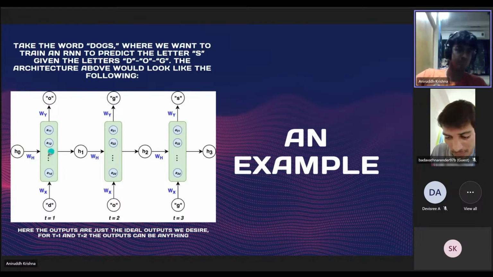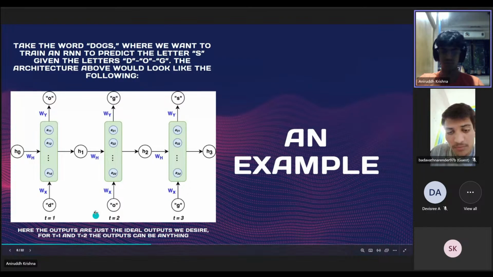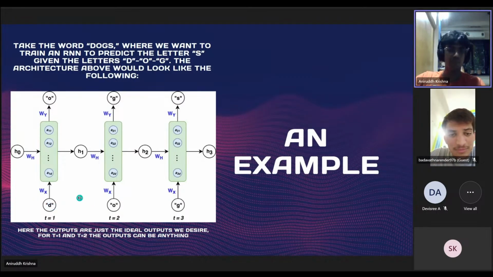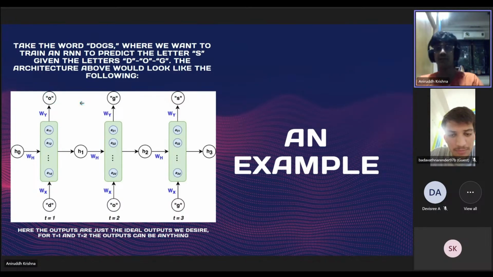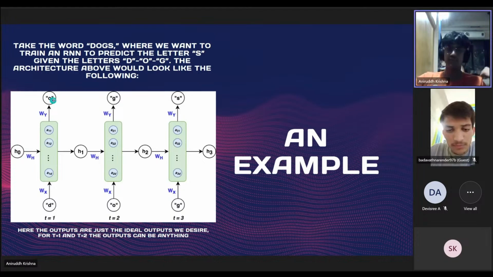So suppose I give it D. This is time step 1, the first step we are doing, and I give it the letter D as input. Now it will process it and it should be giving O, but it won't, because if I have just given it the letter D, there are a million words starting with D, so it doesn't exactly know what word I'm expecting. This O is just the ideal answer that we want, but that's not the case here. It could be anything.